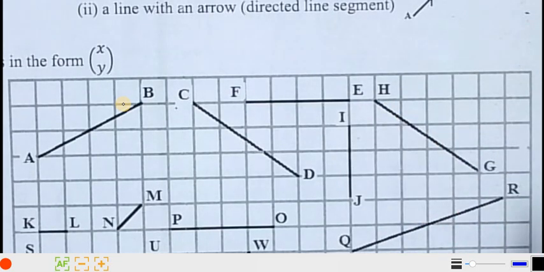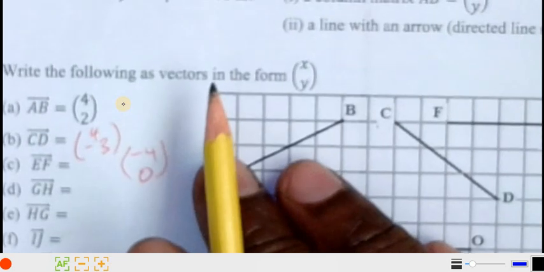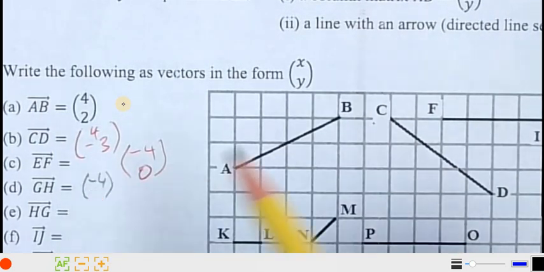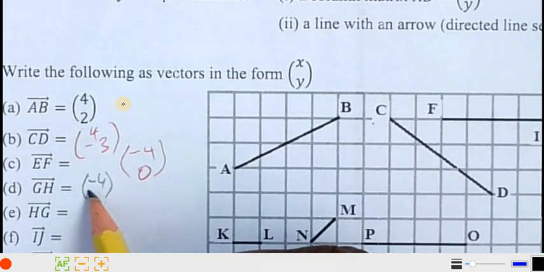So how would you write 4 units to the left and 3 up? -4 and positive 3. Excellent. So GH will be what? -4 and what did you say, guys? -4 and positive 3.